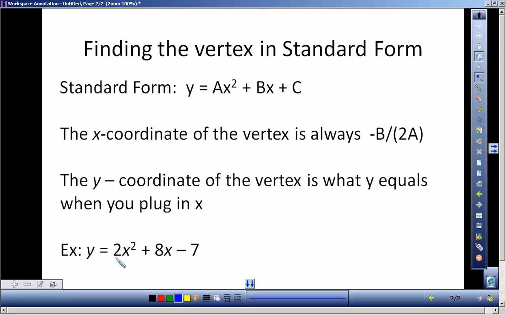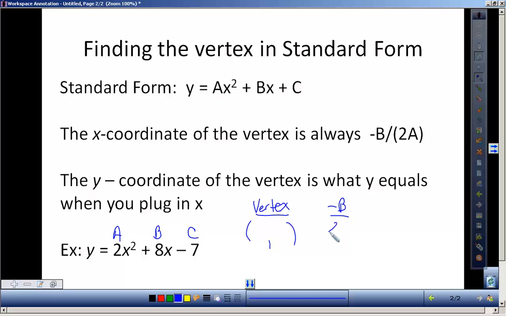If I needed to find the vertex of this equation, 2x squared plus 8x minus 7. Don't forget, a is the number in front of x squared, b is the number in front of x, and c is the constant. So if I am looking for my vertex, I need my x and my y coordinate. So x I know is going to be the opposite of b over 2a. So the opposite of 8 is negative 8. 2 times a, 2 times 2 would be 4. So negative 8 over 4 is negative 2.